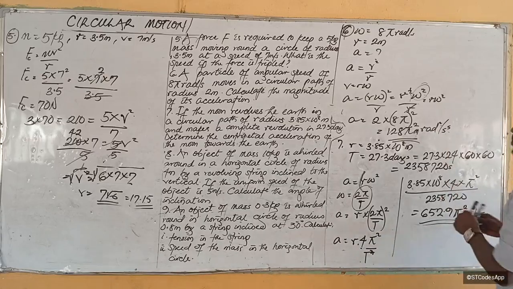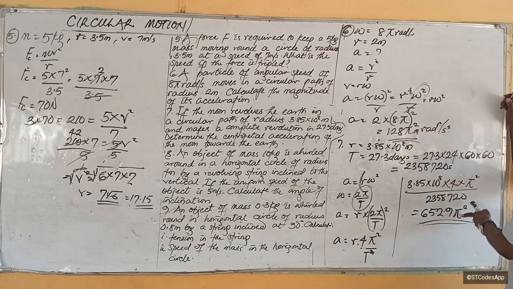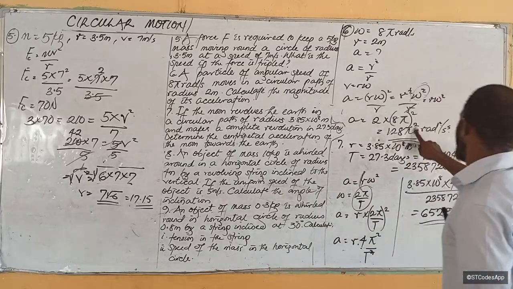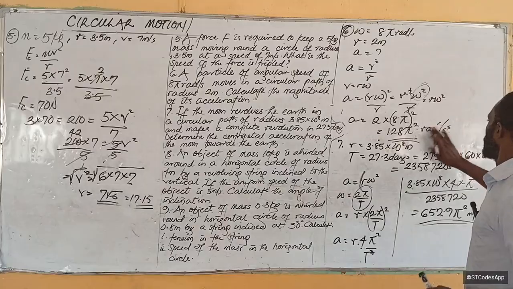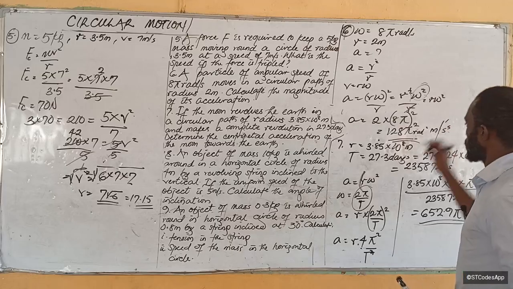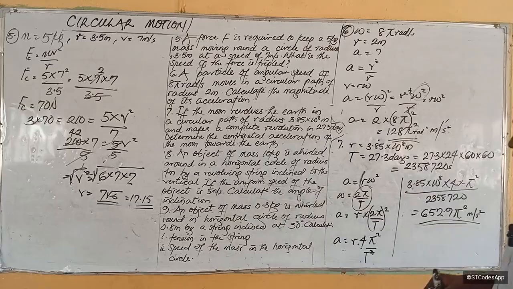Since this thing is in meters, the reason why I put radians is because I used pi. So since I left pi here, I should still put radians. Pi radians squared meters per second squared. This is where it's supposed to be. Radians squared meters per second squared. Alright, so let's go to the next one.